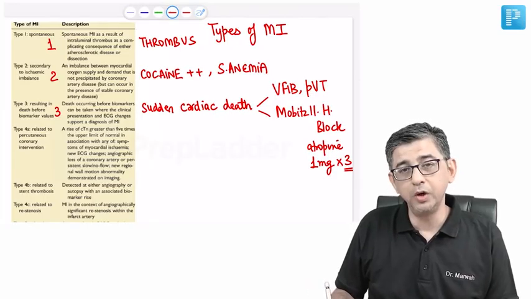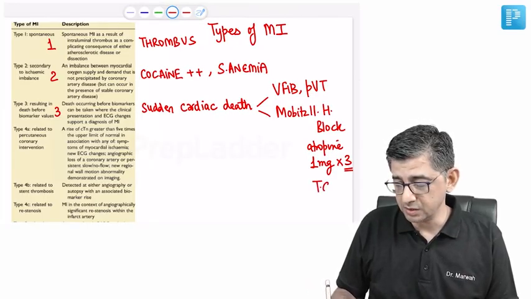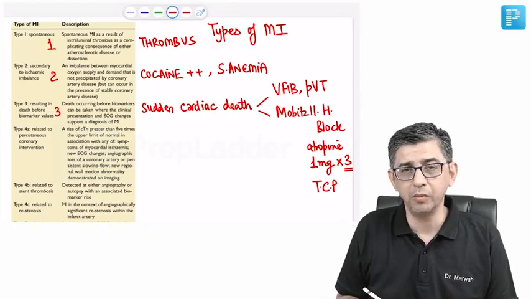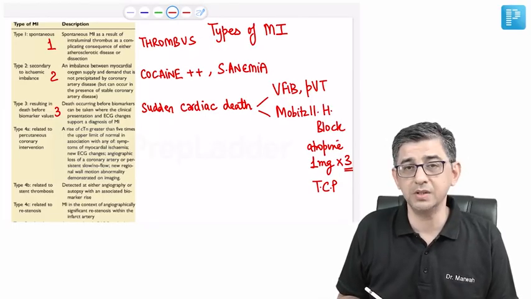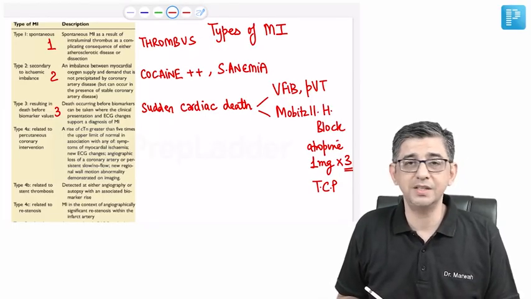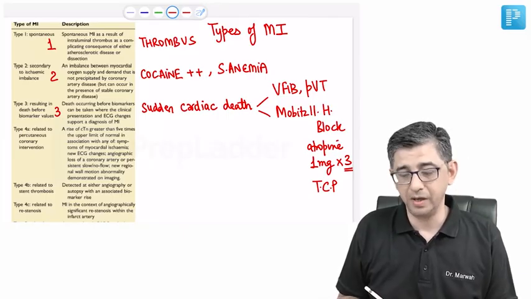But the main thing that you will be doing in this patient would be a TCP, that is a transcutaneous pacemaker, which would be deployed, or I can just say the word temporary pacing. And well, if we don't have the facilities for this, the person might expire.